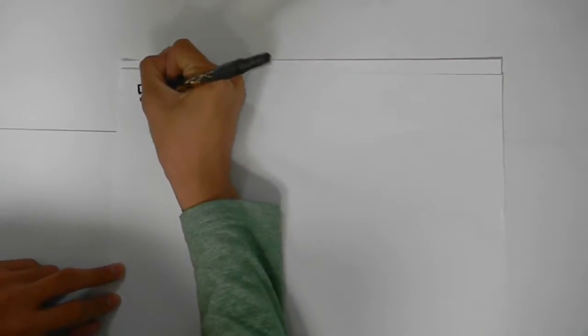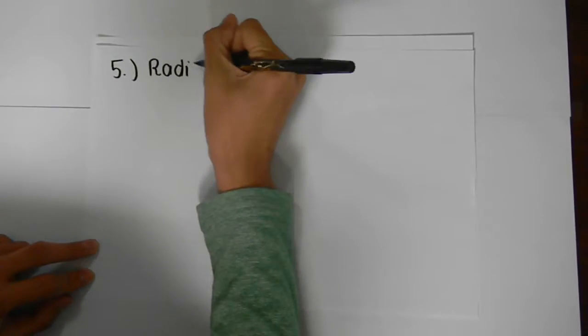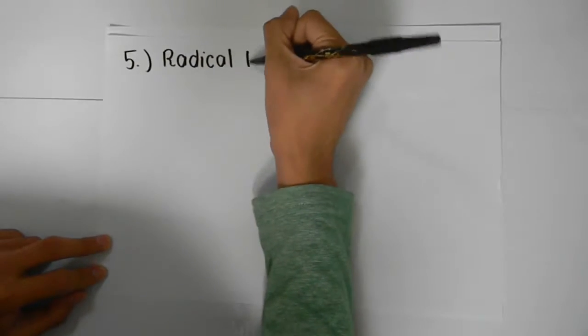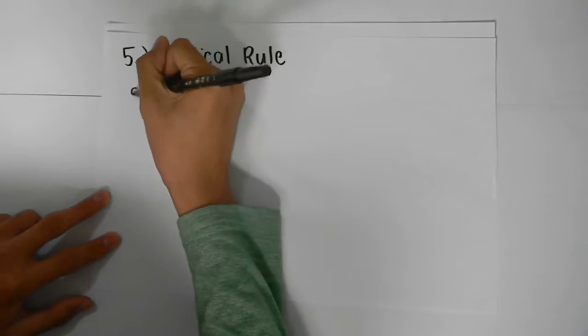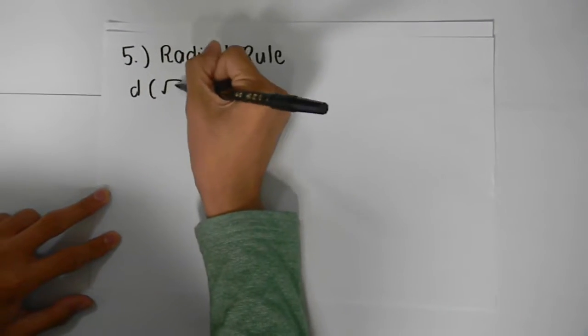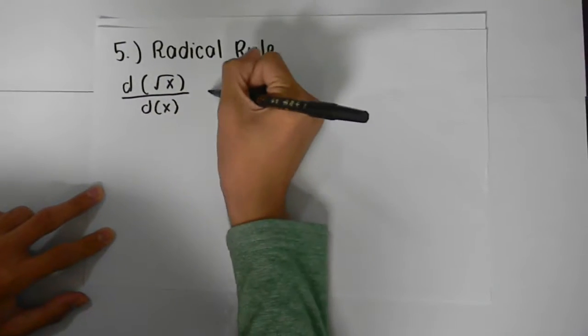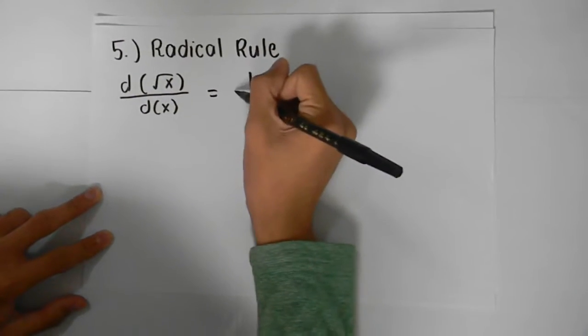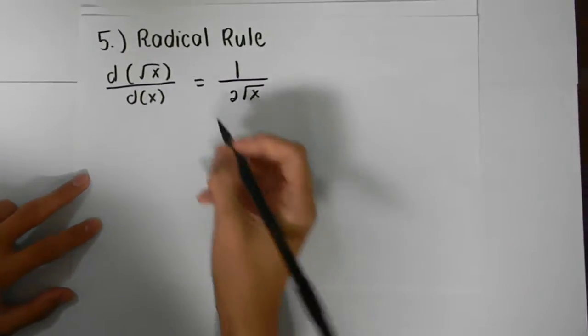Rule number 5. The Radical Rule. Radicals are the simplified form of variables with a fractional power. Under the radical rule, the derivative of the square root of a function is equal to the derivative of the radicand divided by double the root.